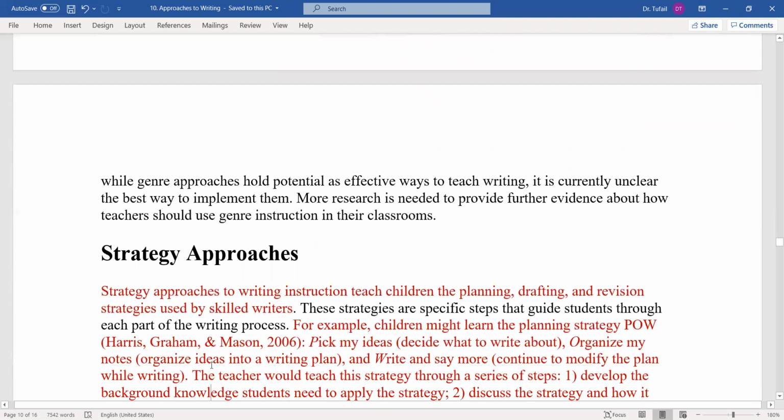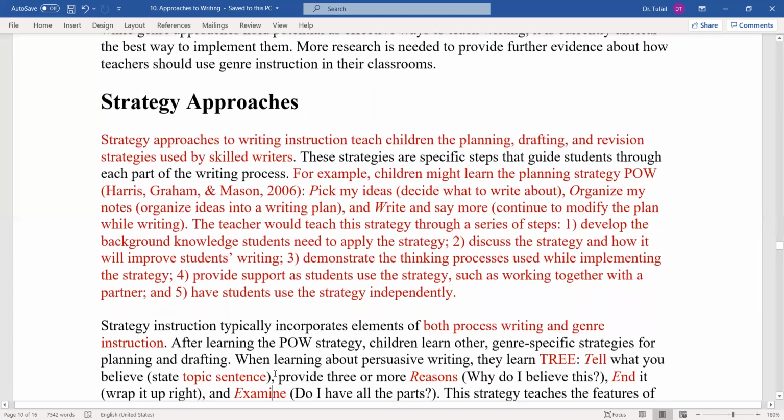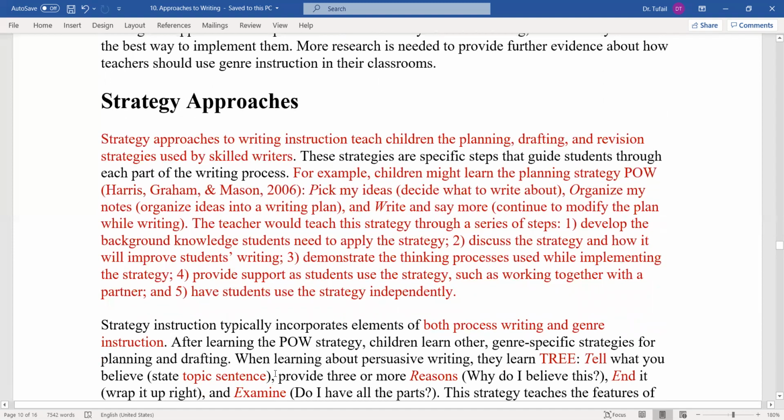Okay. Afterwards, we had the strategy approach to writing instruction, which teaches children the planning, drafting, and revision strategies used by skilled writers. Here, they gave different strategies. The first strategy is POW, in which you pick your ideas first of all, then organize those ideas, then write them. So the first technique is that you first pick your ideas, what you want to write, then organize them, and then you write. Okay, so these are the different strategies for writing, and the first strategy is POW, and the teachers would teach the strategy through a series of steps.